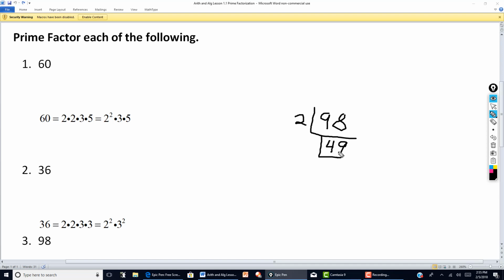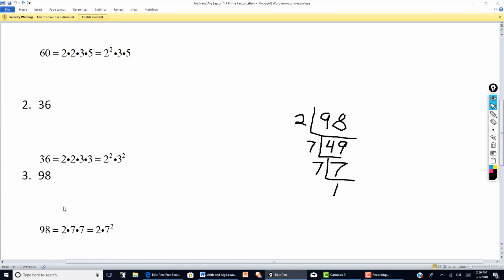Okay, with 49, 2 won't go into it, 3 won't divide it, 5 won't divide it, 7 will. 7 into 49 is 7. And the smallest prime, obviously, that divides 7 is 7. This goes 1. That's the prime factorization. There we have it over here. 98 is the same thing as 2 times 7 times 7. And because I have two factors of 7, I can write that as 7 to the second power, or 7 squared.